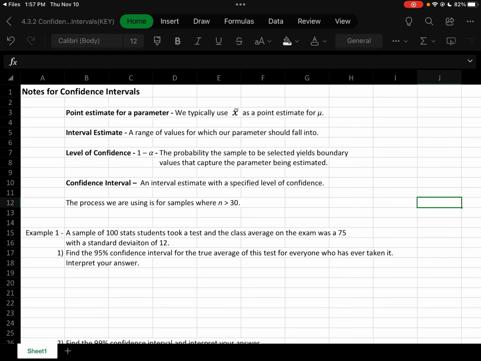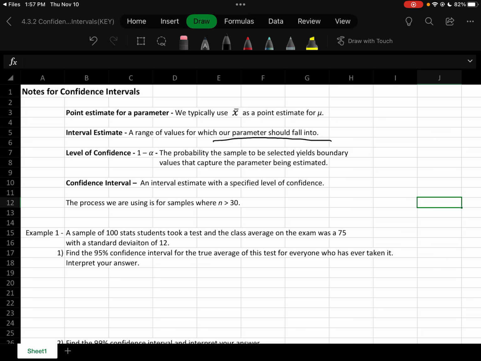And so we're trying to capture a parameter. So we're creating an interval that we hope captures this parameter. Now the interval is either going to capture it or it's not, but it's hard for us to know whether that's true because we don't know the population parameter. So what we do is we set a level of confidence.